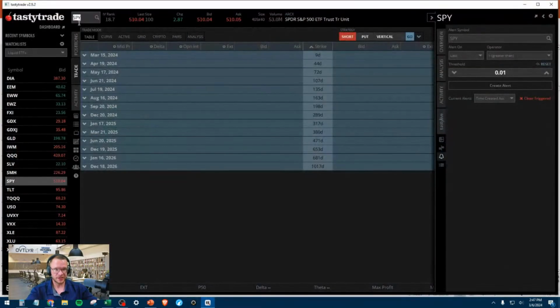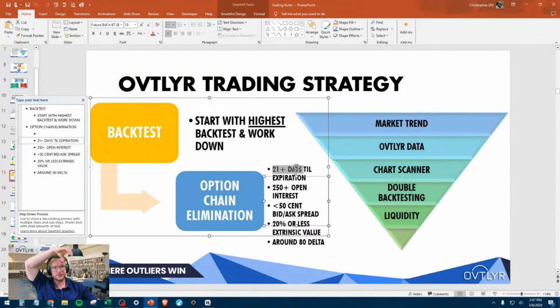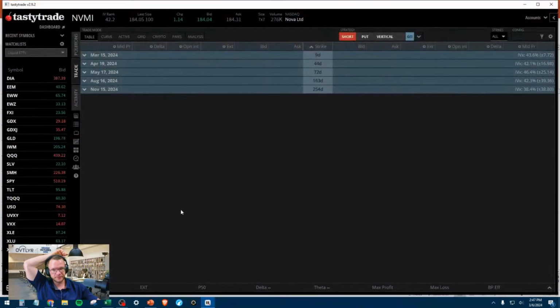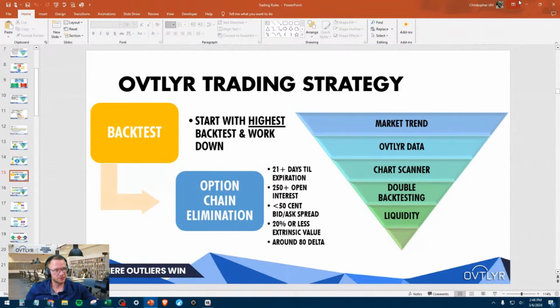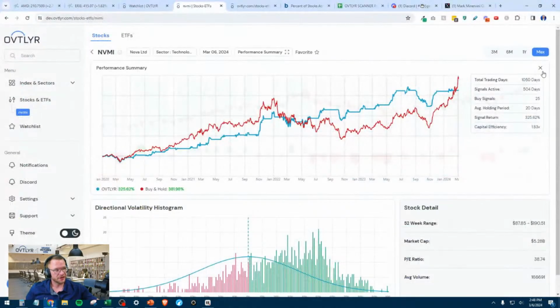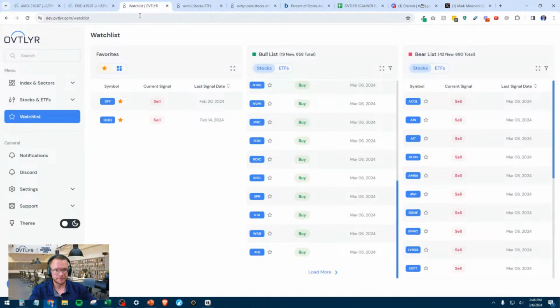So let's go here into Tastyworks, NVMI. So my criteria, 21 days to expiration, 250 plus open interest, less than 50 cent bid ask spread, 20% or less extrinsic value, and it's usually around the 80 delta. I don't like 9 days, so we'll have to go out to April, which is 44 days. But there's nobody here, so open interest, 24 is the most. So I don't even care. You move on at that point, right? You just move on. All of your analysis is to let you know, hey, that's not the right trade for you. Let's go to the next highest one, SPR.